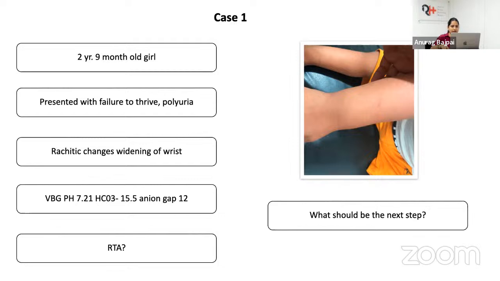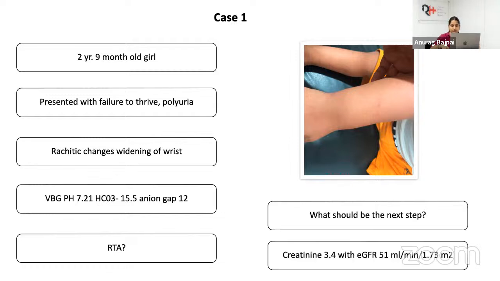It's not RTA. What should be the next test? RTA is not the diagnosis. So what should be done? You have acidosis and a normal anion gap, so you should exclude other causes of acidosis with a normal anion gap. Any answers? Creatinine, definitely, is the correct answer. We should go for the serum creatinine and rule out the glomerular cause of the acidosis.